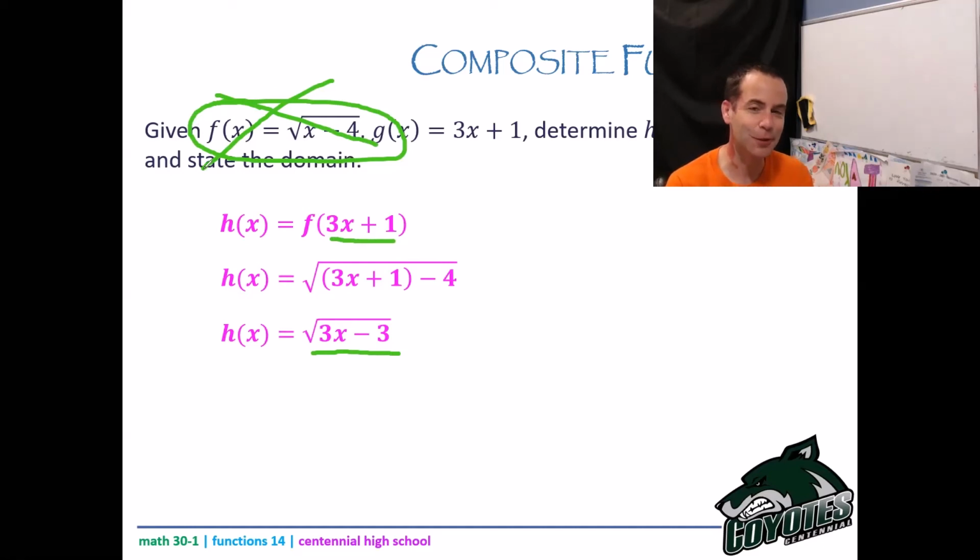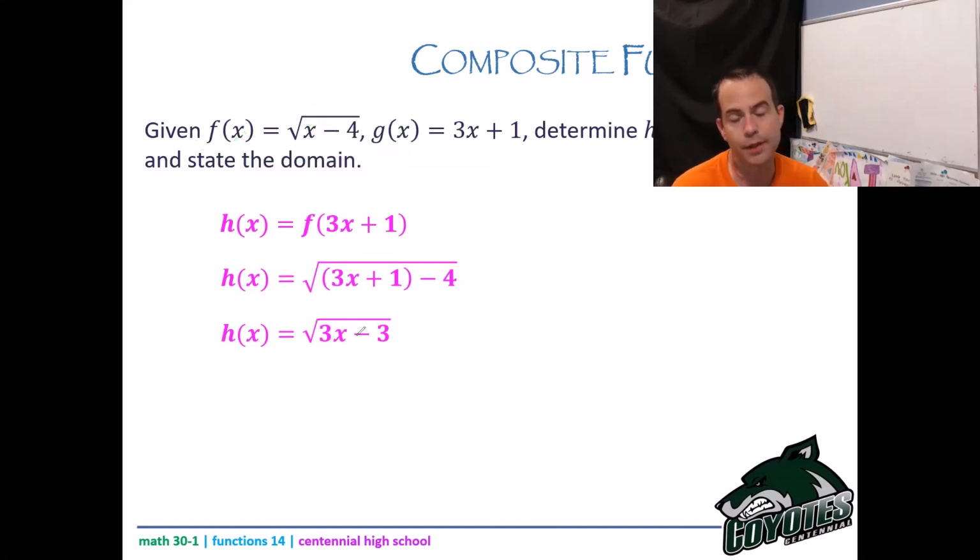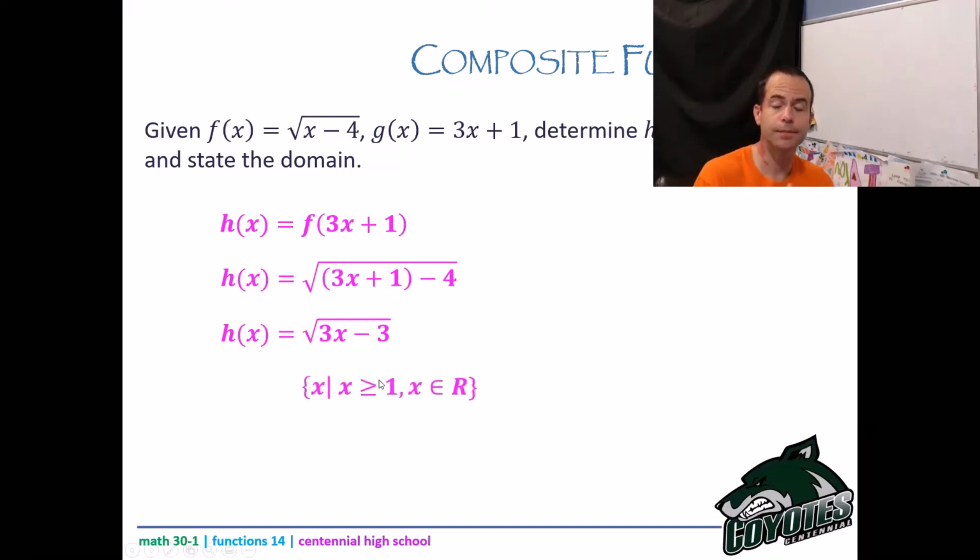So the restrictions for your domain come from the original equation you're inputting and the final equation you get out. So there are no restrictions on 3x plus 1. On this one, we do have restrictions. Bring the 3 over, and you would say x has to be greater than or equal to 1. So my domain becomes the restrictions: all the values of x such that x is greater than or equal to 1.